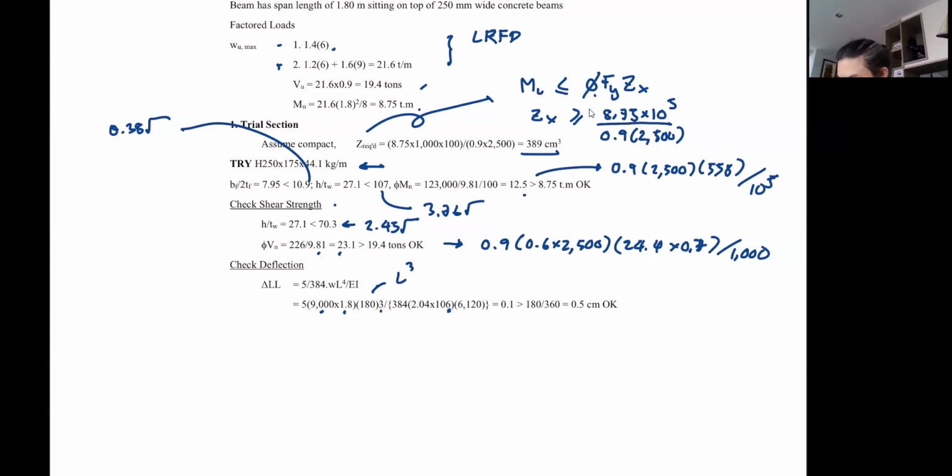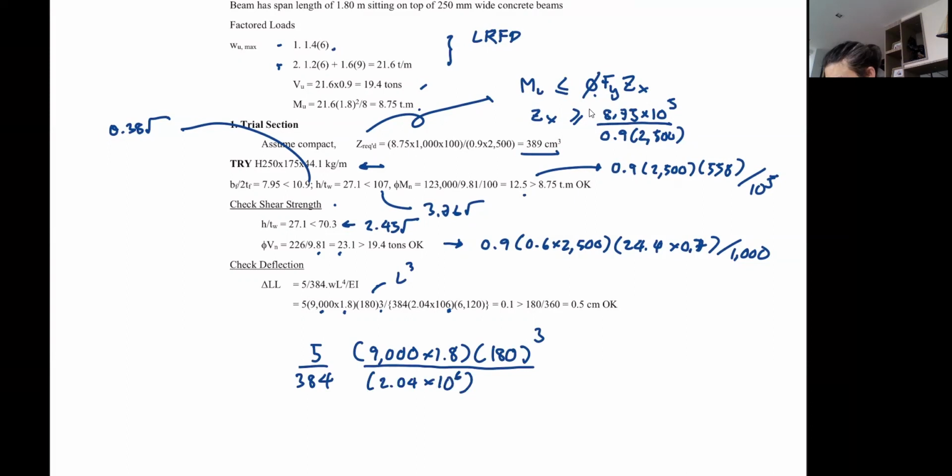Okay, so essentially, let me rewrite this: 5 over 384. And this is the uniform load in kilogram per meter multiplied by the length in meter. That becomes a load. That's 180 L cube over E, which is 2.04 multiplied by 10 to the power of 6, and then I of the section, which is 6120. It's 0.1 centimeter, which is less than our required design criteria for this project. So we are fine.